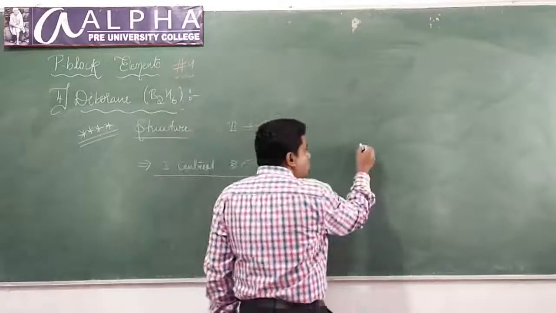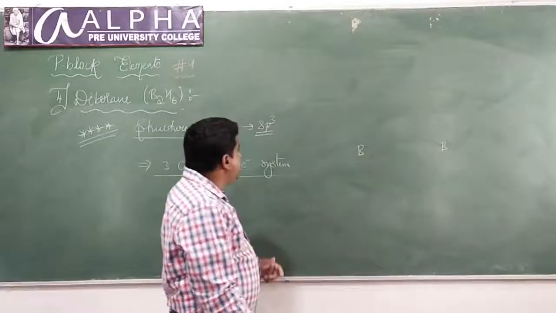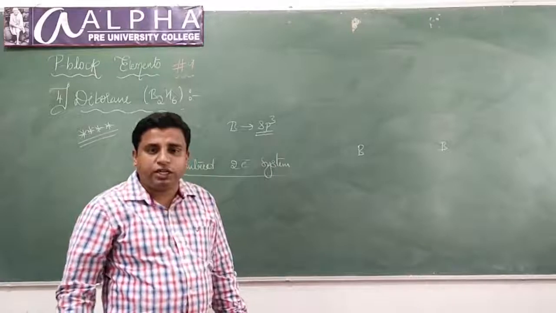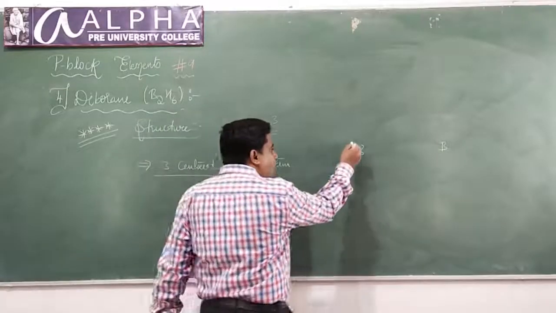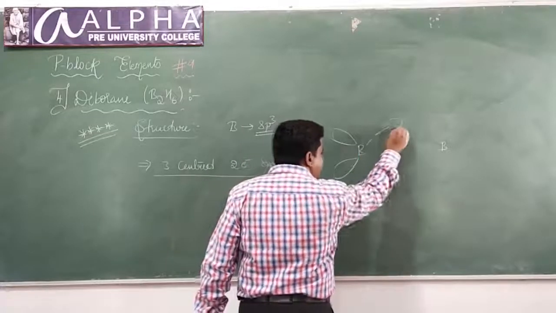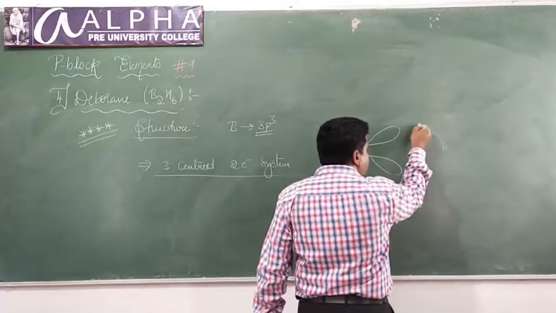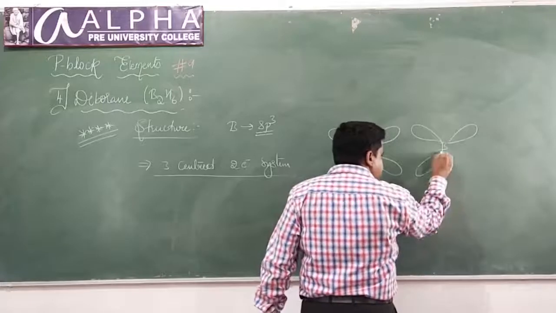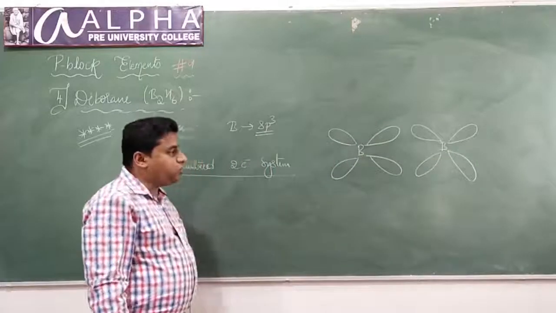There are 2 boron atoms. Each boron is sp3 hybridized. Upon sp3 hybridization, how many hybrid orbitals are formed? 4 hybrid orbitals are formed, isn't it? So this is going to form 4 hybrid orbitals just like this. Yes, 4 hybrid orbitals are formed.